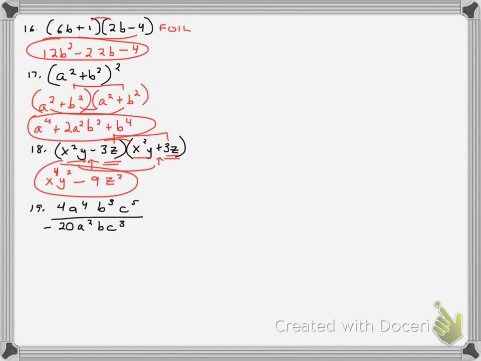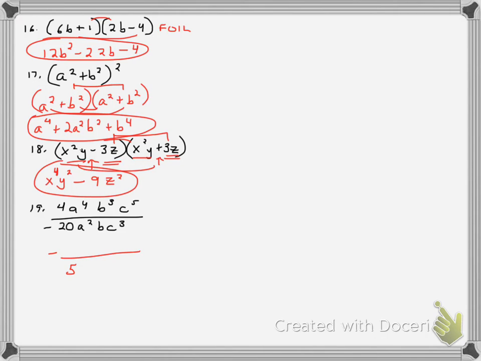Okay, this is a monomial divided by a monomial. I'll deal with my sign first. It will be negative. I tend to bring that to the numerator. 4 divided by 20 will have a 5 in the denominator. Some of you have slipped that up to the numerator.